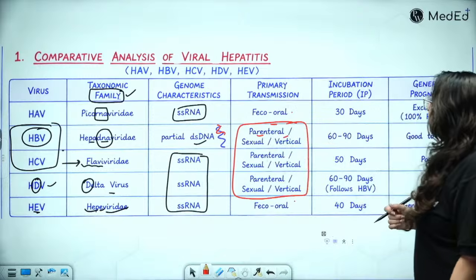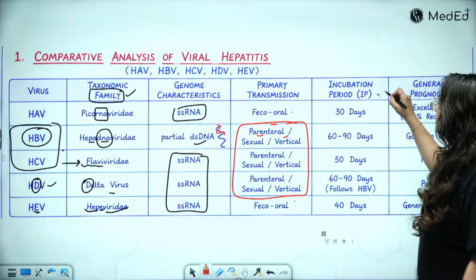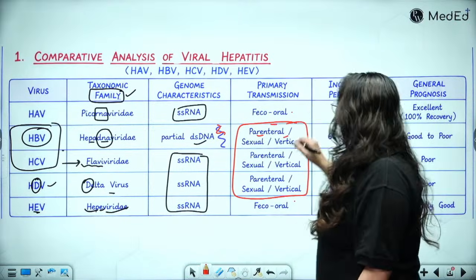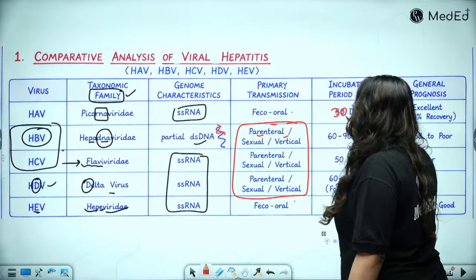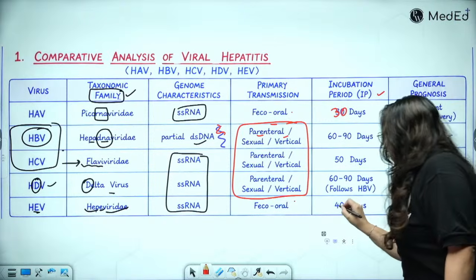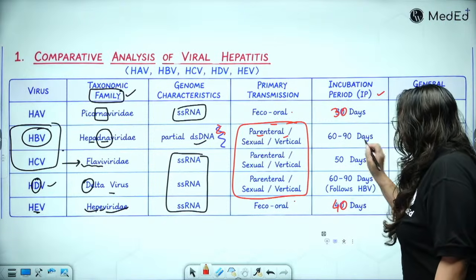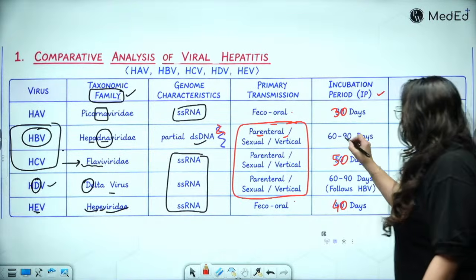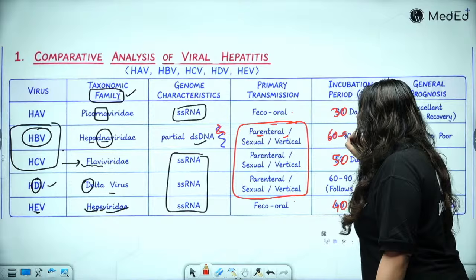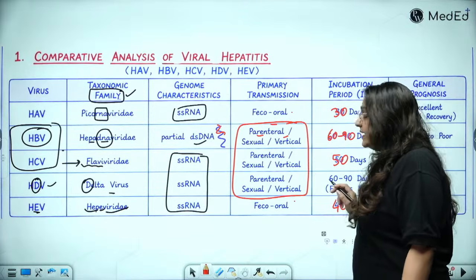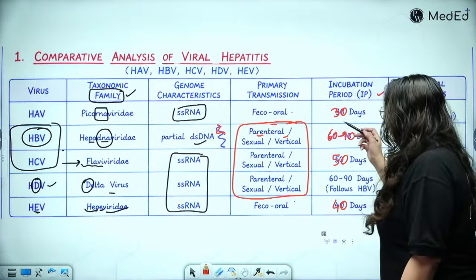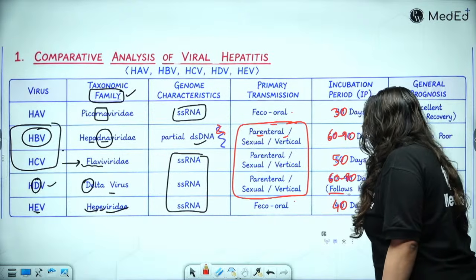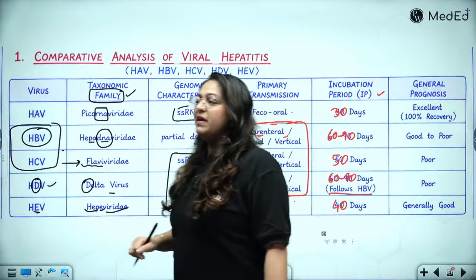We are going to move ahead. Incubation period. See, incubation period is very, very easy to remember. Just simply in the first column, write 30 days. Okay. Then in the last column, write 40. Then in the middle column, write 50. 30, 40, 50. And now write 60 to 90. And like I said, hepatitis D is dependent on hepatitis B. So, of course, that is also going to be 60 to 90 days because it follows the hepatitis B virus.